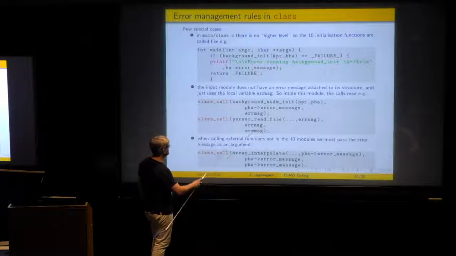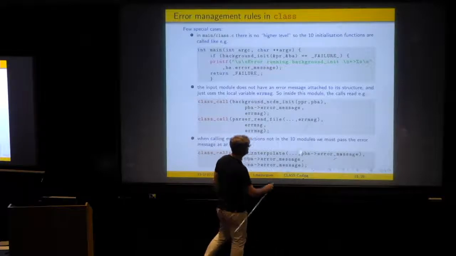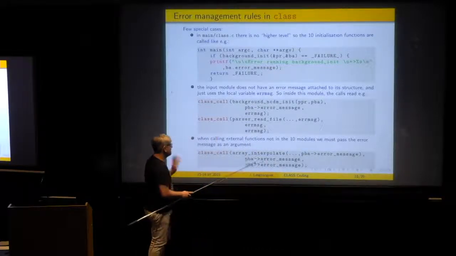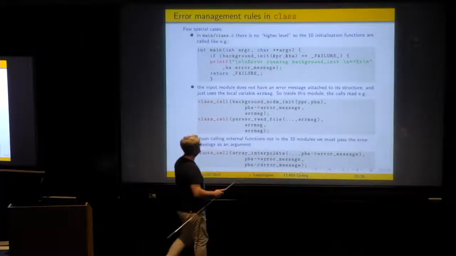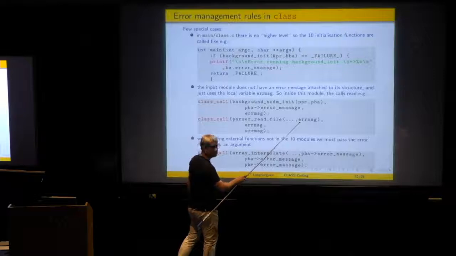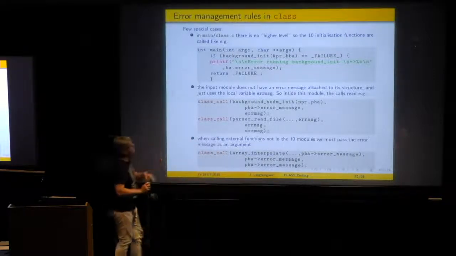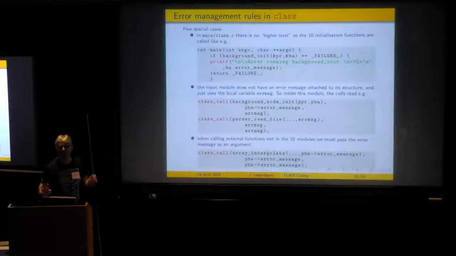In both cases, we had the functions from the tools, so we were forced to pass the error message as an argument. But here we are in the background module, so we can use our PBA error message. Here we were in the input module, so we had to use this error message. And now you know all the subtleties of error management, even the worst exceptions.